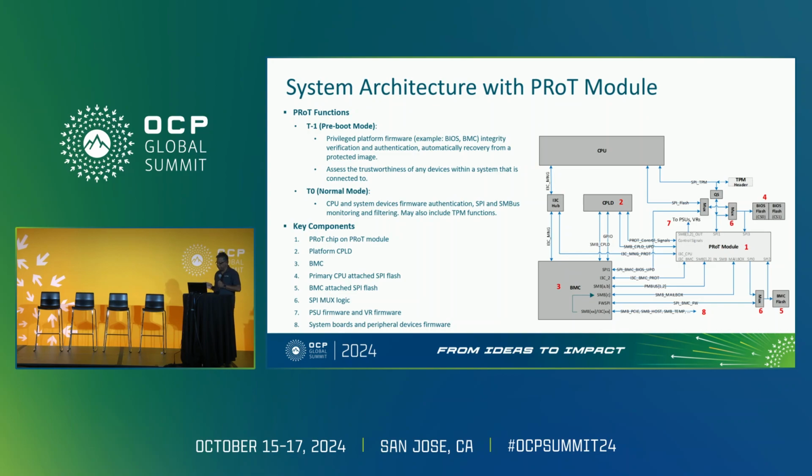This is the PFR subsystem, and you can see there's a T-1 mode, which is basically pre-boot mode. Before you boot up the CPU with the BIOS and the BMC with their firmware, you want to make sure that the T-1 firmwares are authentic. If they are not authentic, you want a way to still boot up the system and debug it. That's where the T-1 protections come in, where you can boot up to a golden image in case it's hacked.